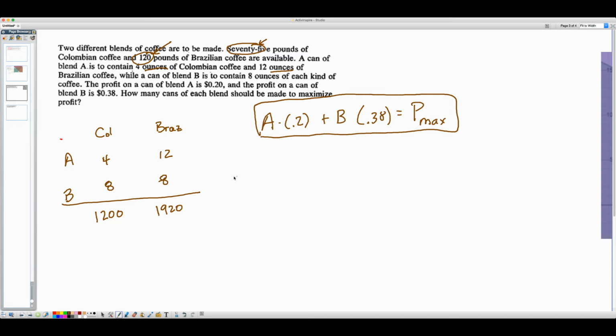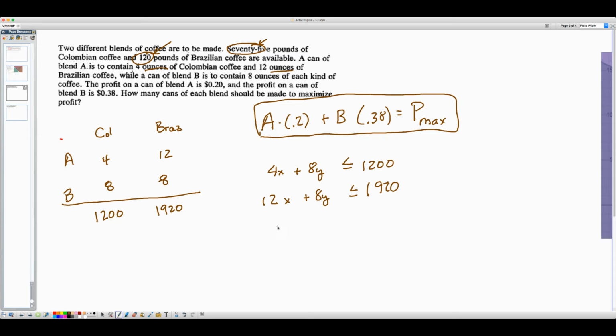What are the constraints? If we call this x, we have 4x plus 8y has to be less than or equal to 1200. Those are the Colombian beans. We have 12x plus 8y has to be less than or equal to 1920.